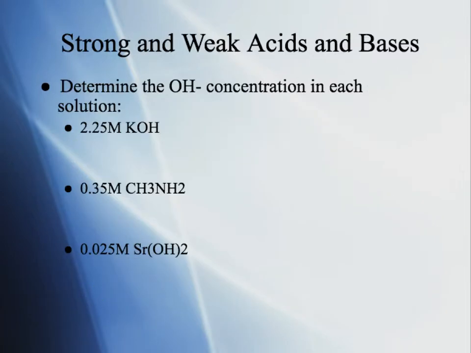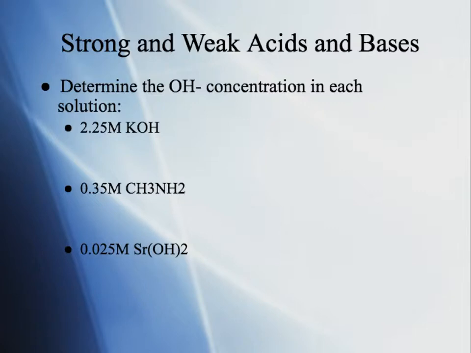Okay, so this is just like what we did with the strong and weak acids, except now we're talking about bases. Determine the hydroxide ion concentration in each solution. Remember, this is just relative, not exact. We just have to take a look and see, is it in our strong base category or a weak base category? Is it an Arrhenius base or a Bronsted-Lowry type base?